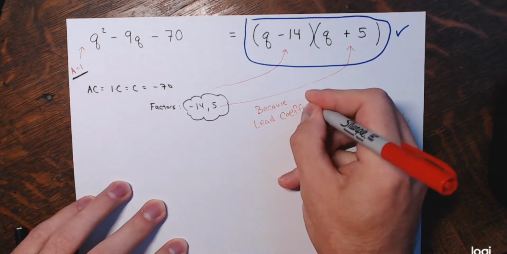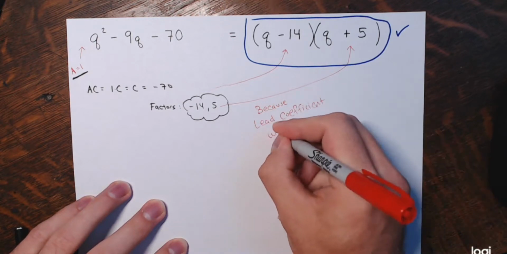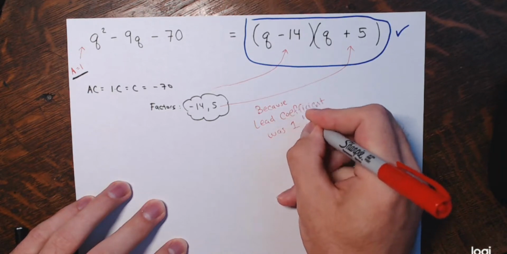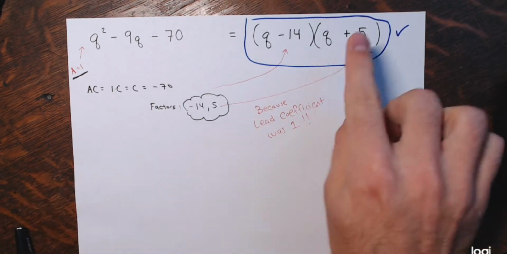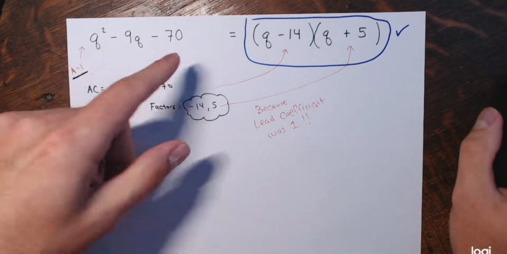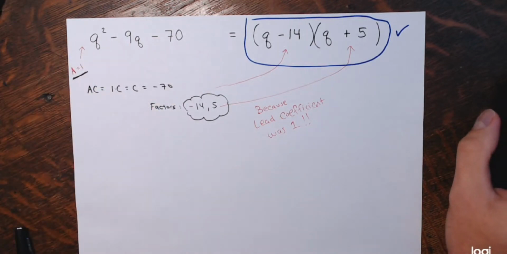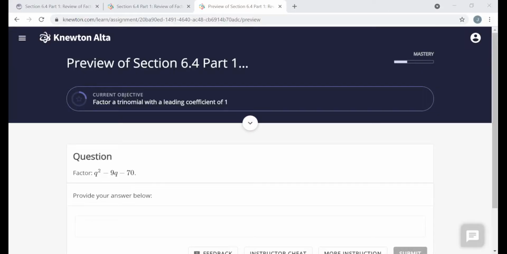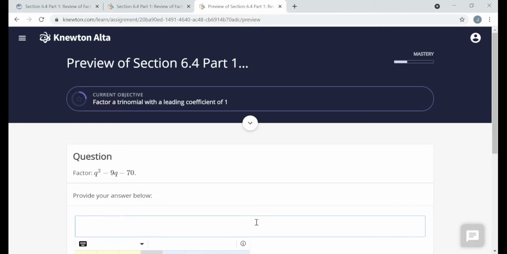I know I've said that out loud several times, but I'm just going to write it here. That's the only reason I can do this. If the lead coefficient is not 1, then I'm going to try the AC method. Right, so back, that's what I'll enter here. Again, make sure you're putting q instead of x, right? q minus 14 times q plus 5.